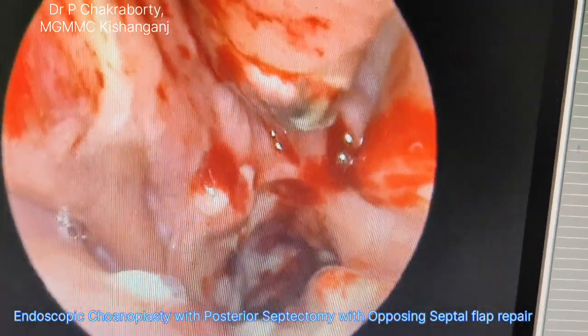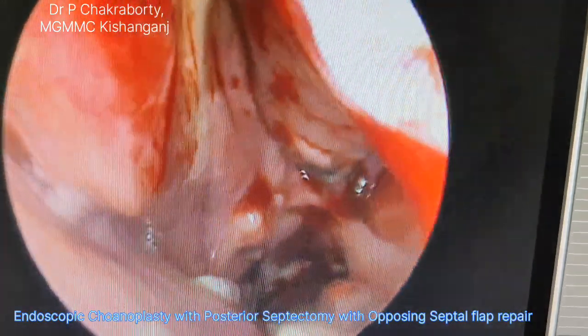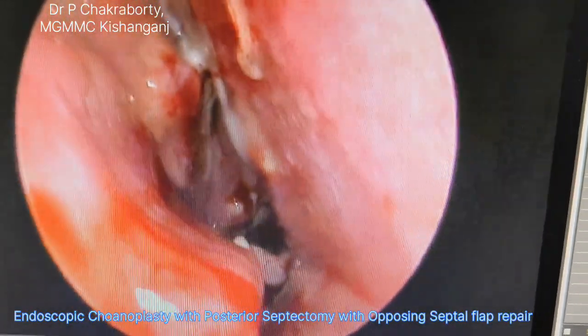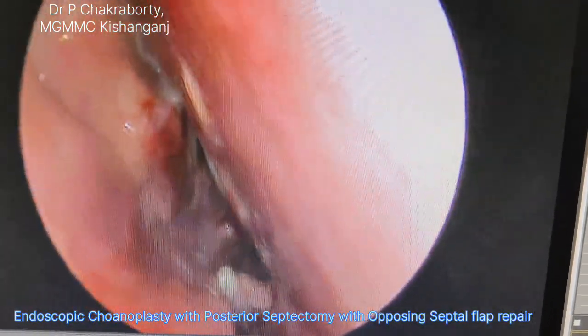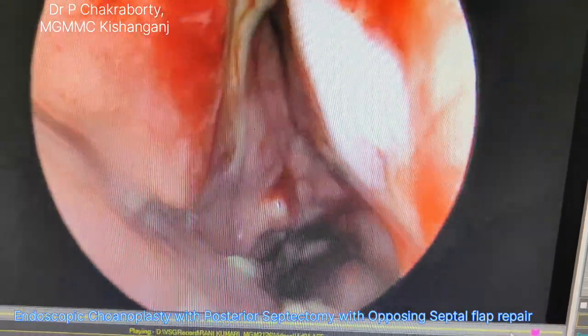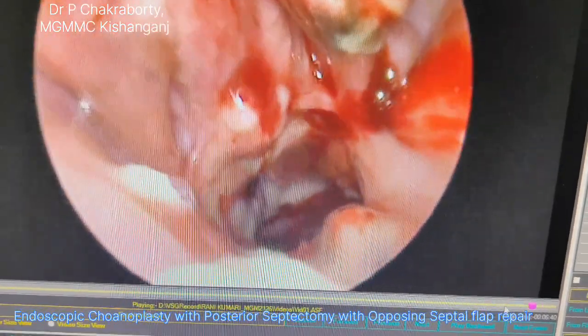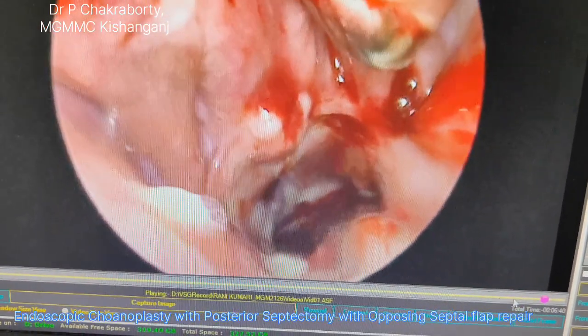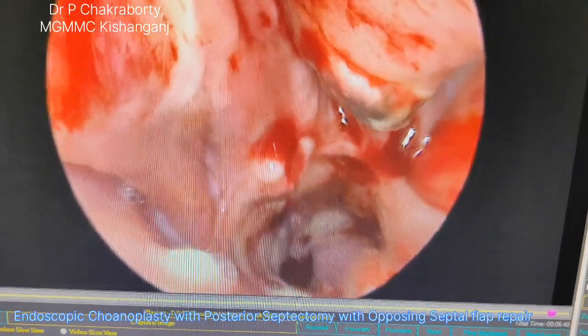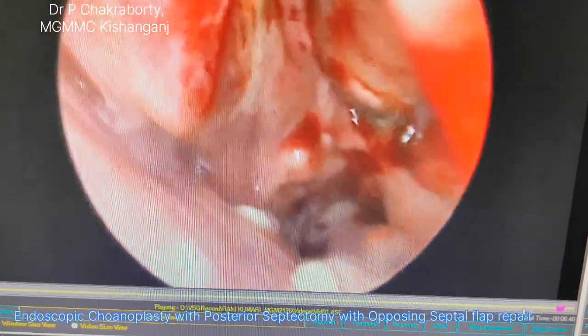This is the post 7 days endoscopic image after taking out the Foley's catheter. We can see that it is well healed, and there are not many granulations in the cavity, and it is very widely patent, and hopefully there will be no synechia.